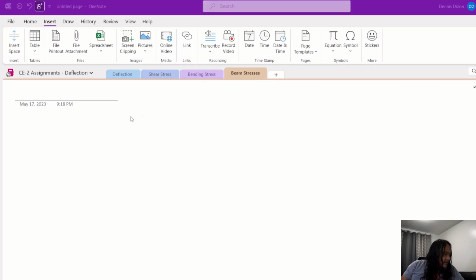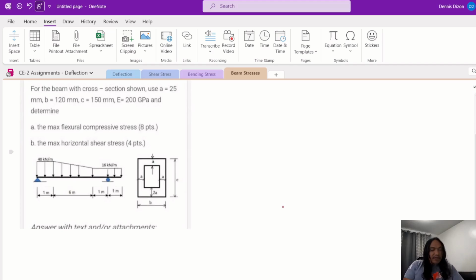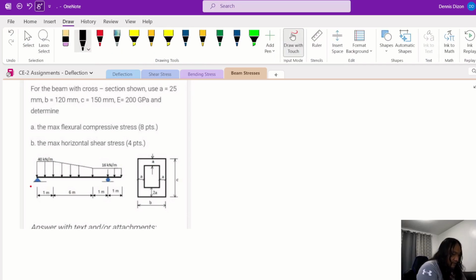So insert from files. So this is our problem. So let's calculate the reaction. For example, this is point A. Maybe we'll just draw this again. Let's have a bigger one.